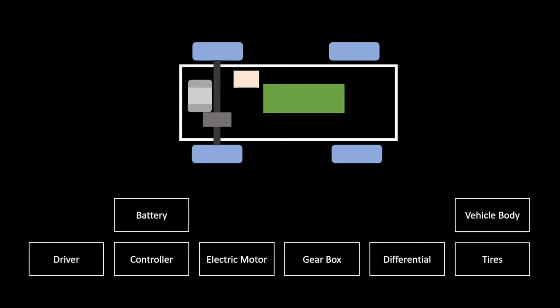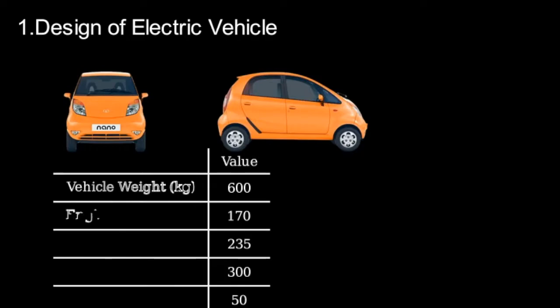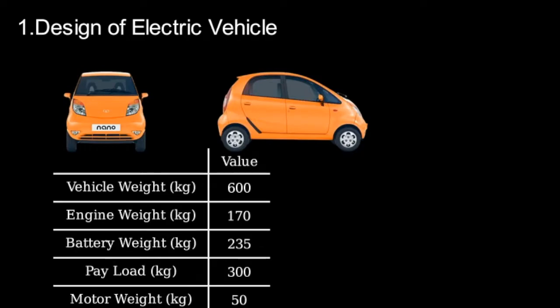To design the system, we'll be taking the example of the Tata Nano, and the specifications of the Tata Nano are present in the table as shown. With this, we can calculate the actual mass of the vehicle. So the weight of the vehicle is equal to the vehicle's mass plus the battery's mass plus the payload, that's the person or people sitting in the vehicle, and the weight of the motor minus the weight of the engine. Since it's an electric vehicle, you don't actually need the engine weight. Once this is done, we look at the total weight, so you get it as 1.015 tons.